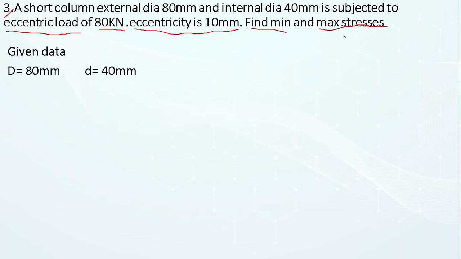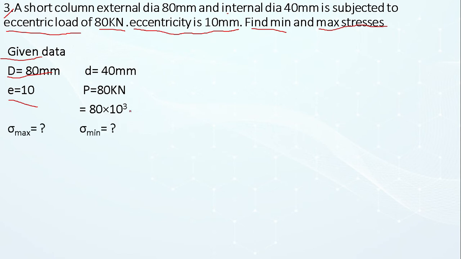So first of all, we will find out the given data. Let capital D be equal to 80 mm, this is the external diameter, and small d, the internal diameter, is 40 mm. Eccentricity e is equal to 10 mm, and applied load P is equal to 80 kN, which is equal to 80 into 10 raised to 3 Newton. And in this problem, we have to find out minimum and maximum stresses.